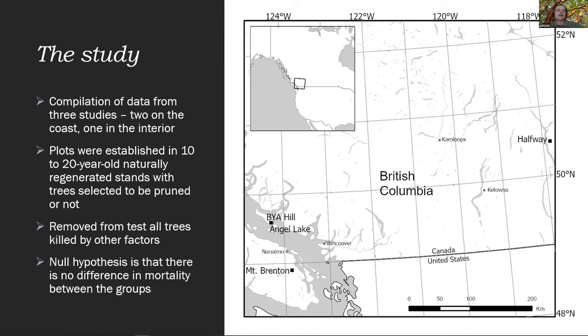We removed from the data after we collected it, which has been collected for over 30 years in some cases, for the BYA and Angel Lake sites and the Halfway sites, 31 and 32 years respectively, post-treatment. We called out all the mortality that occurred from other factors, such as mortality from root disease or from insect damage, and we just focused on the trees that were affected by rust. So the null hypothesis is that there's going to be no difference in mortality between the treated pruned trees and the non-treated control trees.